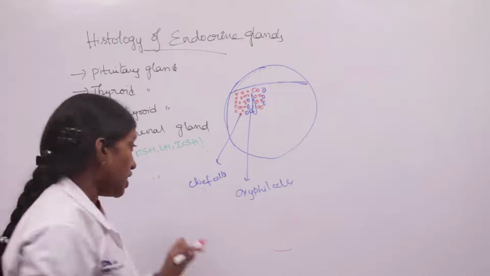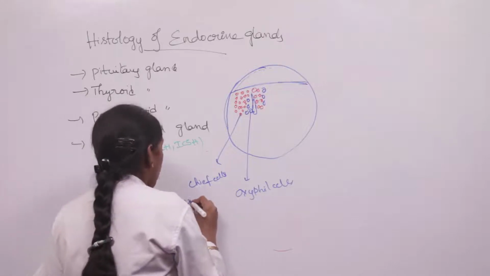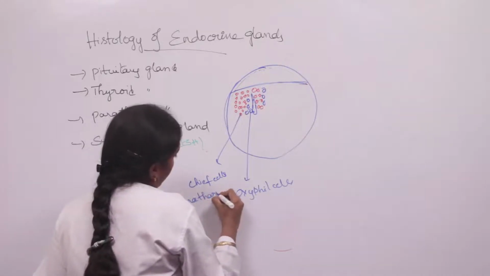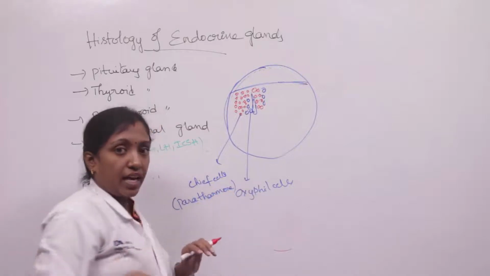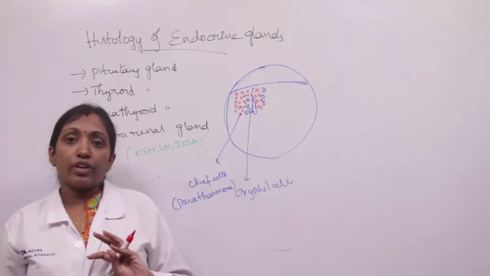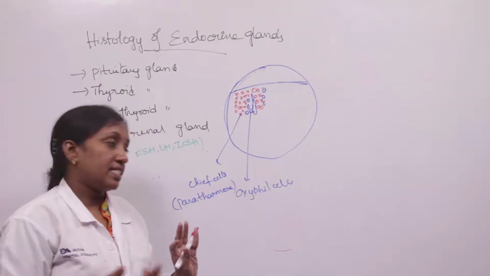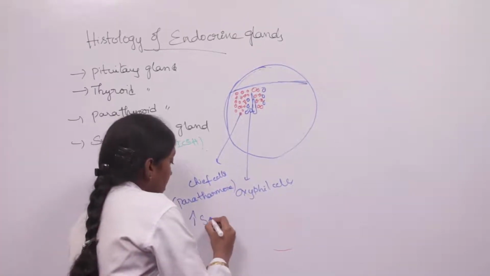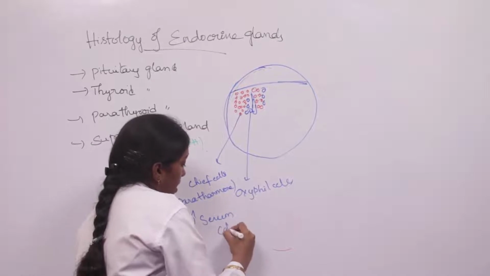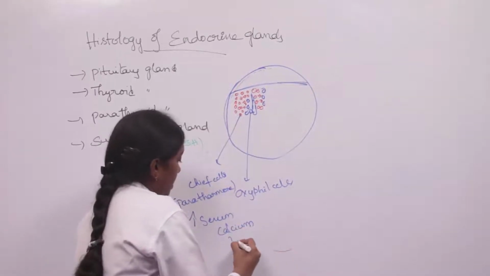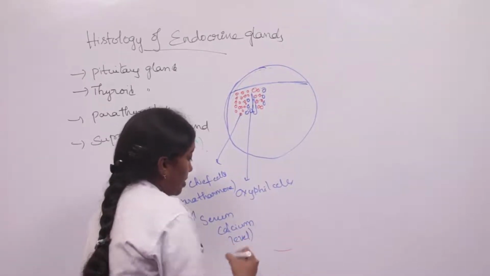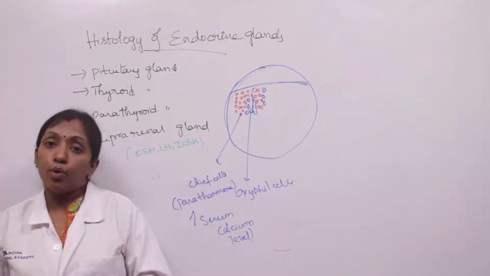These chief cells secrete parathyroid hormone, which has exactly the opposite effect of the C cells of the thyroid gland. They increase the serum calcium level by increasing the bone resorption.